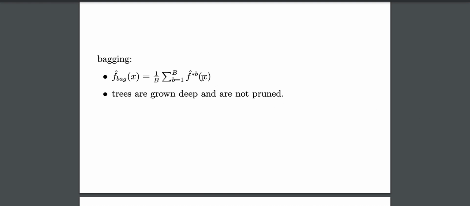Now the problem is that these bootstrap samples have a significant overlap. And because they have a significant overlap, the predictions of these trees will have a significant amount of correlation. So one idea was introduced to reduce the correlation between the trees, to create random forests.